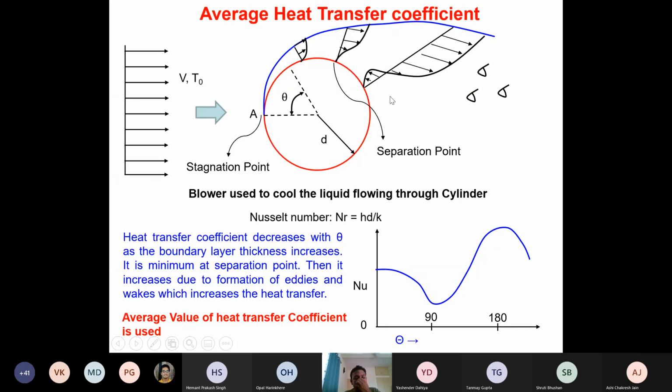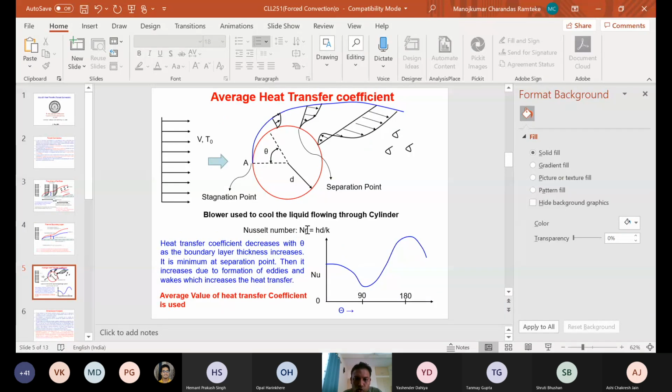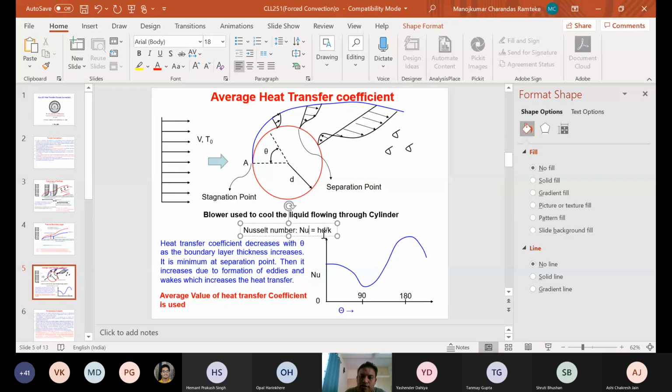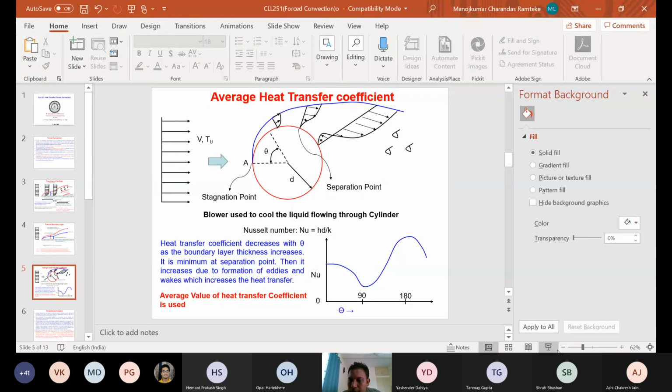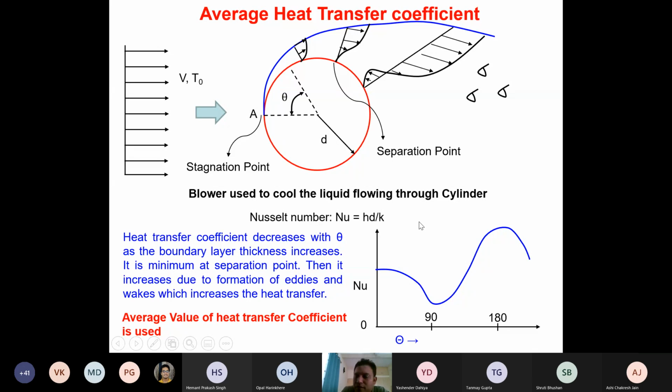Now, how does the heat transfer coefficient or the Nusselt number, which is another dimensionless number, vary? We will see the physical significance of the Nusselt number again. This is NU, sorry, I wrote NR; it is NU, the Nusselt number. The Nusselt number is defined as HD by K. We will see the physical significance of this in the next class probably, where H is the heat transfer coefficient.